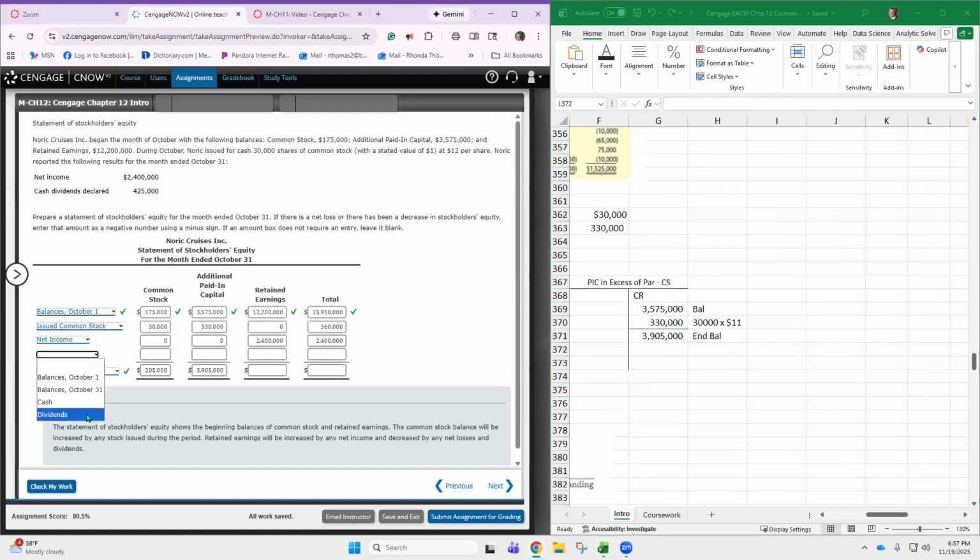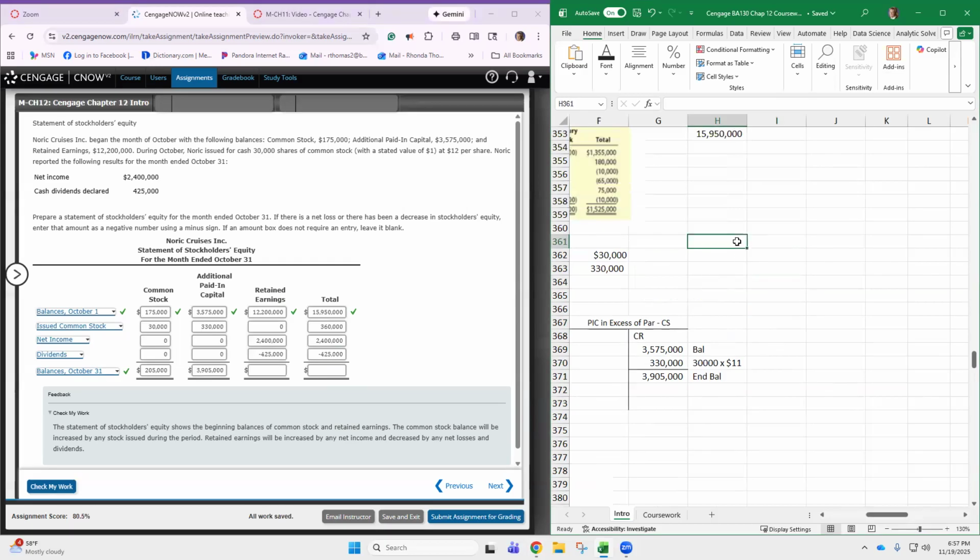So cash dividends does not affect common stock, does not affect the paid in capital, but it comes out of retained earnings, and it should say declared and paid. Declared and paid would be nice. Okay, so, yep. And now we need a retained earnings total. Now I didn't make a T account for that, but that's okay. I'll just add it together here real quick.